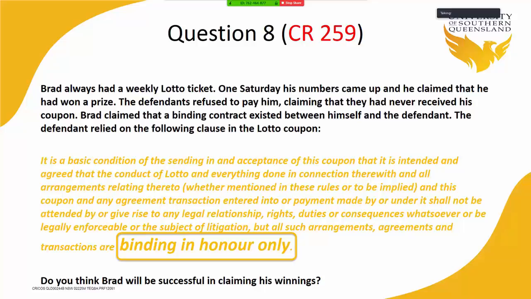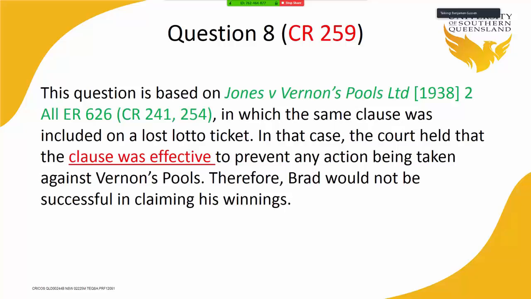Okay? So basically, this question is based on a case from 1938. That's why they don't write with this kind of language anymore, in which the same clause was included on a lost lotto ticket. So you can go to those pages 2041, 2054, and read more about that case. In that case, the court held that the clause was effective, i.e. it prevented any action by the winner, and therefore Brad would not be successful in claiming his winnings.